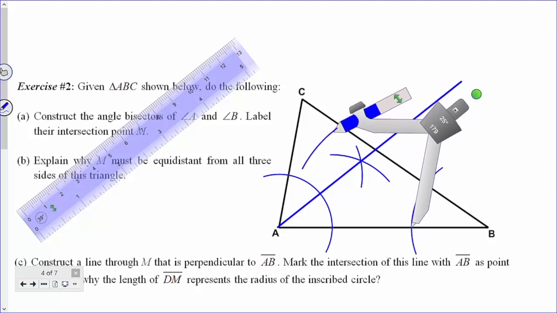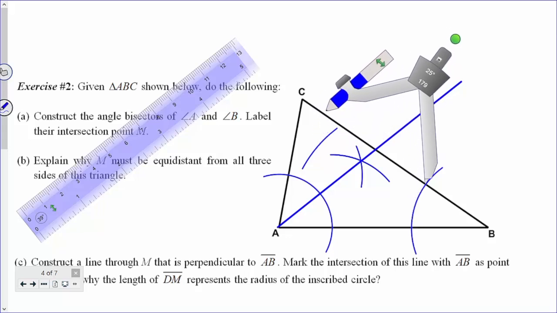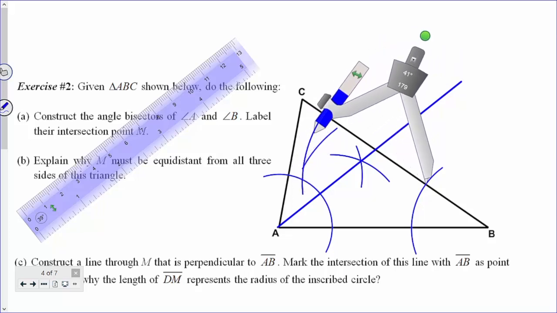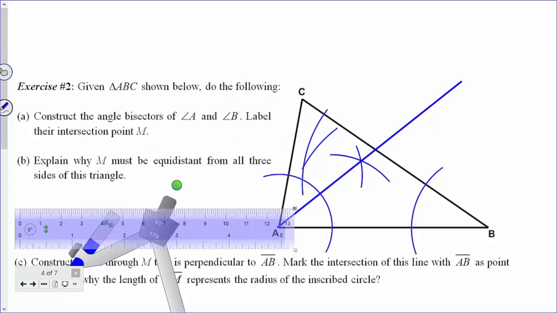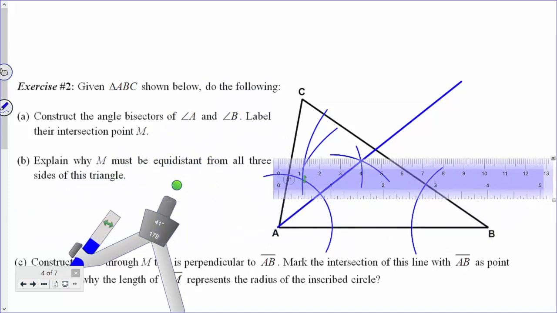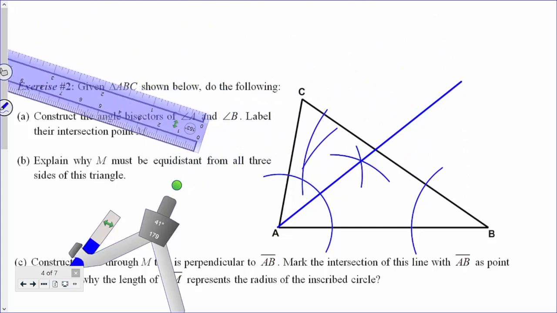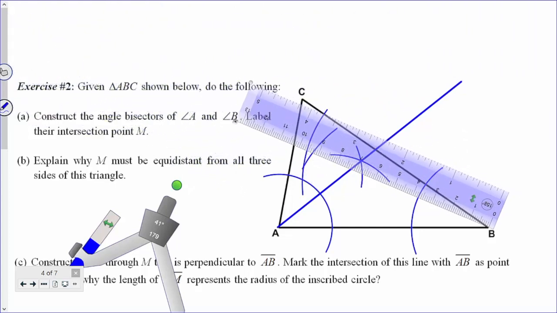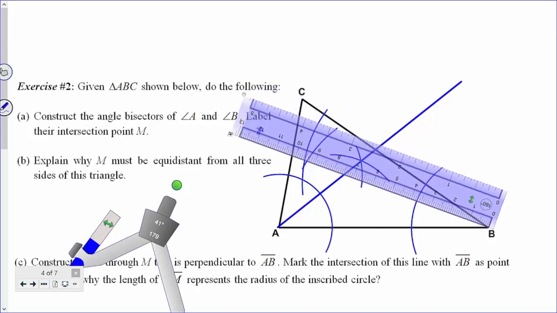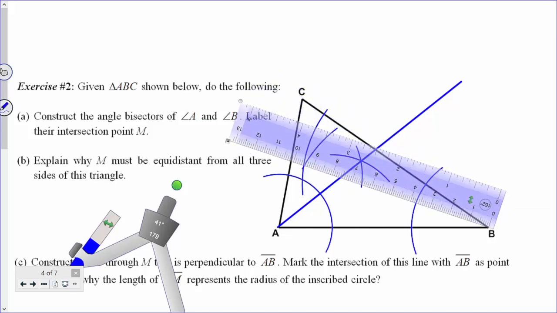Okay, there's one arc. Now let me bring it up here so that it's on there. And I think I'll just kind of bring it down. Did I get it? I did, just barely. But I did find the intersection. Let me bring this over here. I really gotta rotate my ruler quite a bit. Here it is, almost on point B. Got it. Rotate this down and draw that angle bisector.